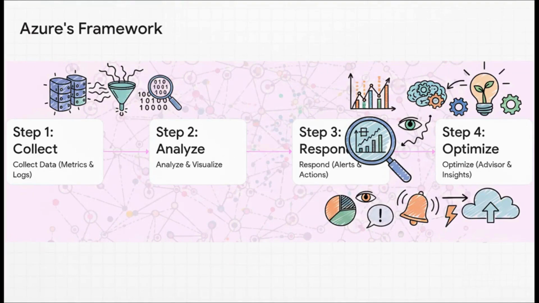Now, Azure Monitor isn't just a single tool. It's a whole framework that's designed to take you from those blind spots to real insight. It really boils down to this logical four-step process. First, you've got to collect the raw data, all the signals and telemetry your resources are putting out. Step 2, you analyze that data, you visualize it, you look for patterns. Third, you automate your response with alerts. And finally, you use Azure's built-in smarts to constantly optimize your whole setup. We're going to walk through all 4 of these.